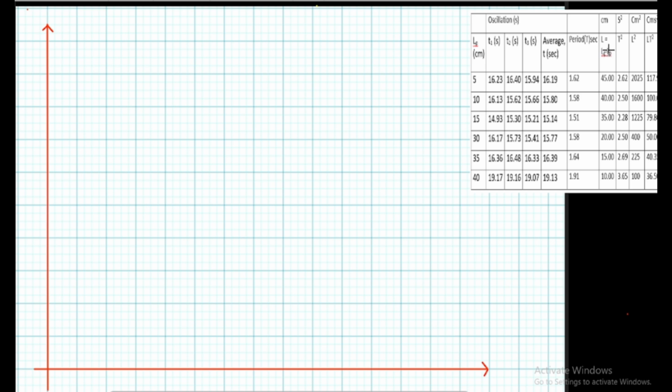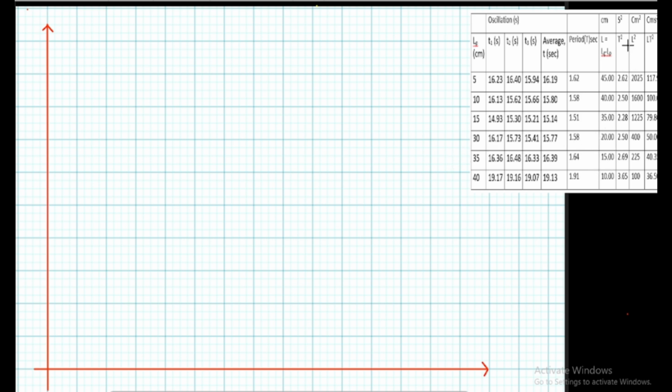Now for this table of values, 50 cm was taken as the position of the center of gravity. So we have Lg minus Lp. Our Lg here is 50. So 50 minus 5 will give you 45. That's how they got 45 here. 50 minus 10 will give you 40. 50 minus 15 is 35. 50 minus 30 is 20, and so on.